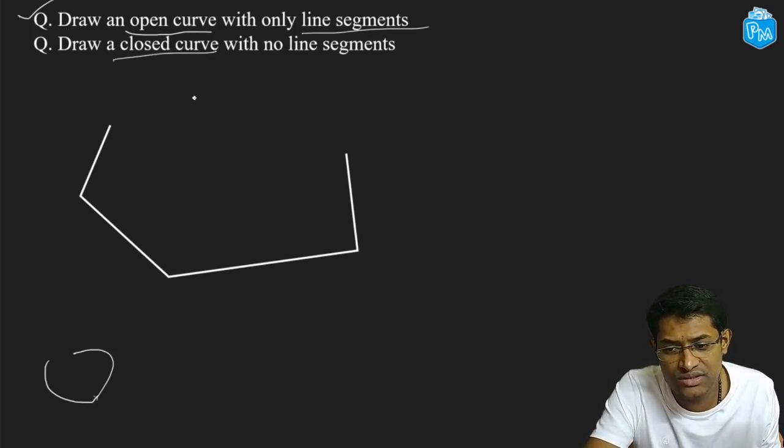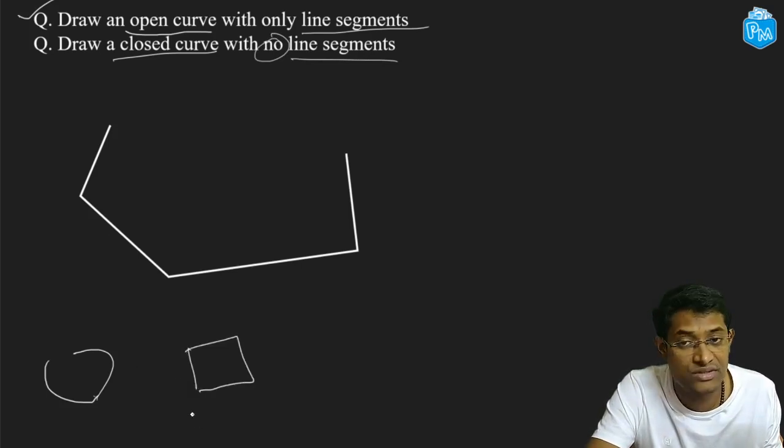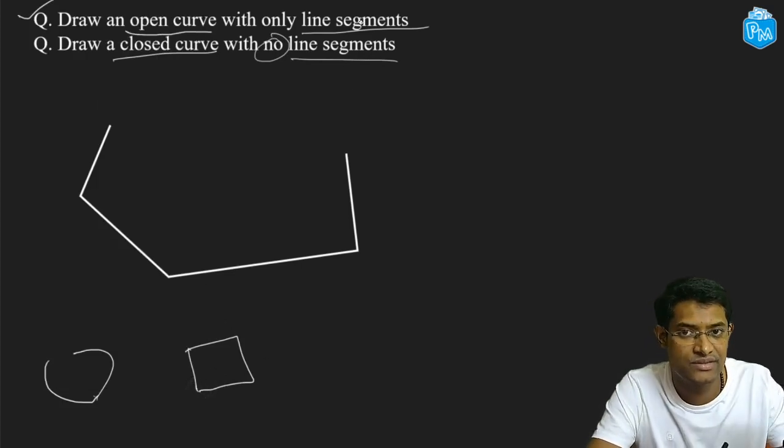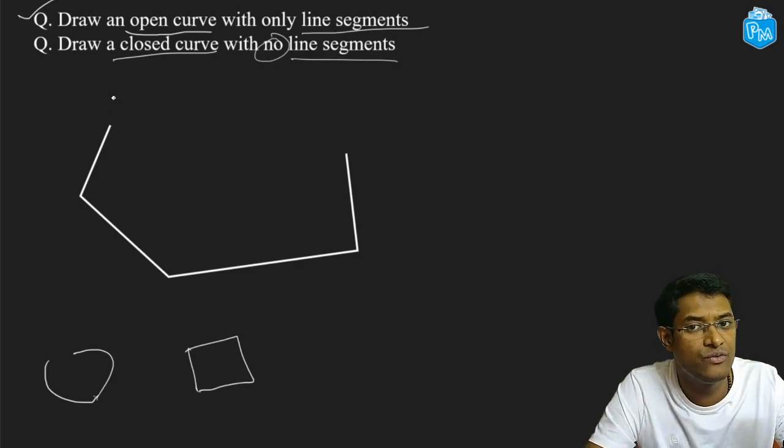Draw a closed curve with no line segment. So it has to be closed. So if you have a figure like this, it's closed, right? Because these 2 points are meeting, so it's closed, but you should not use any line segments. All right, pause the video, try to do it on your own.